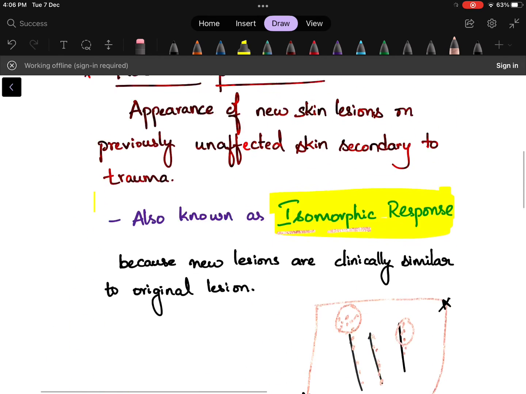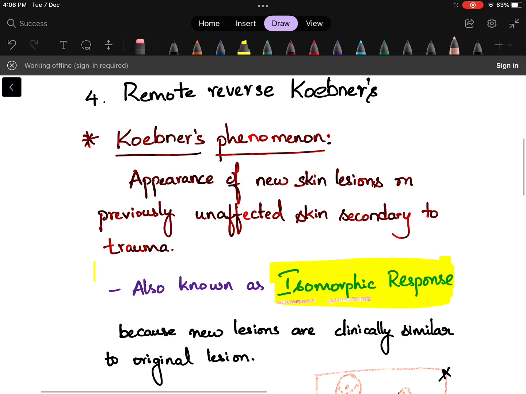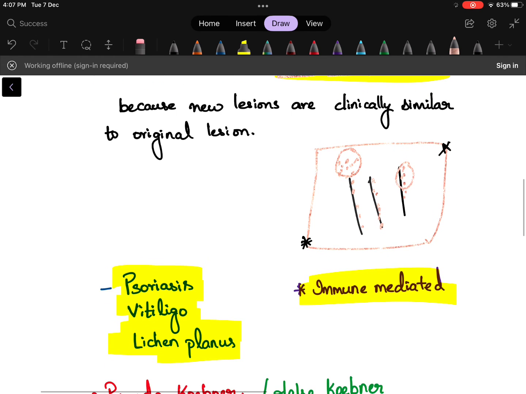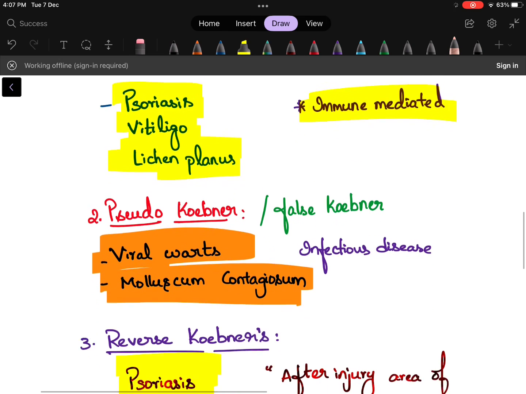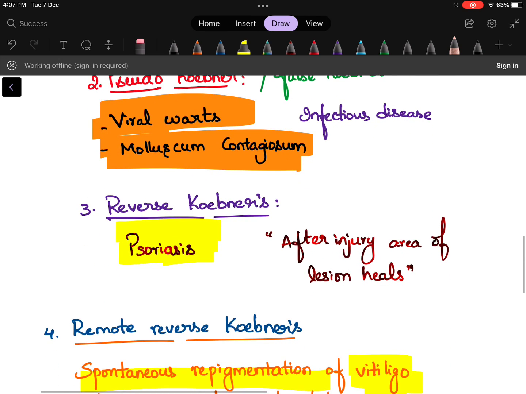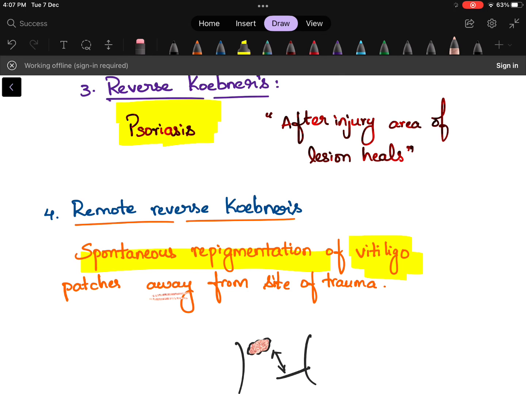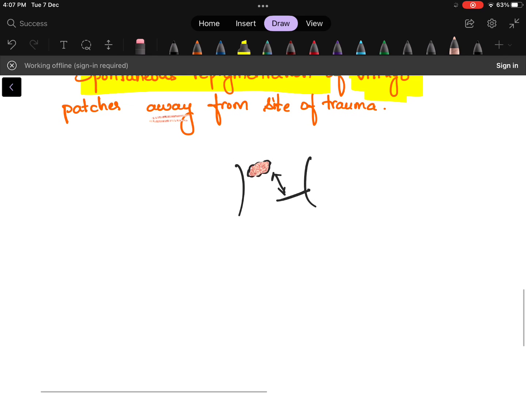I think it is clear now. What is Koebner's phenomenon? Appearance of a new skin lesion on previously unaffected skin secondary to trauma, which is usually mechanical trauma. This is also known as isomorphic response, seen in immune-mediated conditions. Pseudo-Koebner's is seen in infectious diseases. Reverse Koebner's is seen in psoriasis where healing is seen after an injury. Remote reverse is seen in vitiligo.